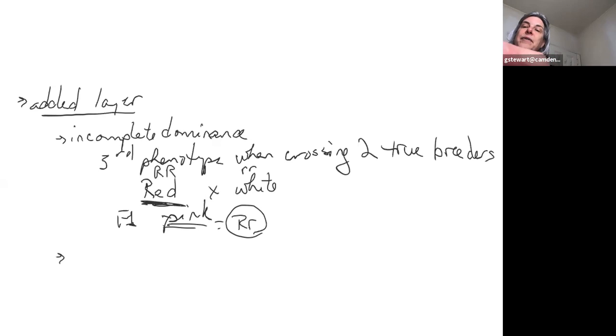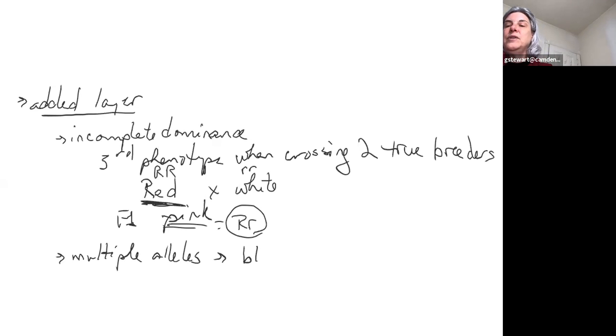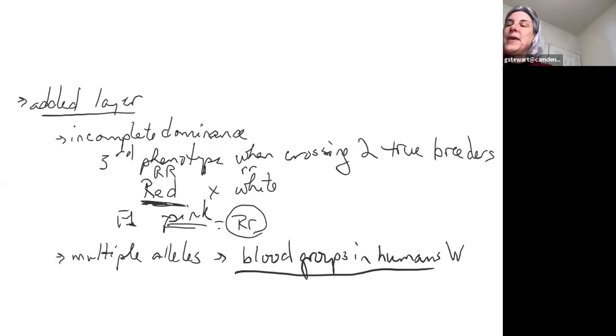The other added layer that we bring up in chapter 14 is multiple alleles. That's important because you need to know a little bit about that for blood groups in humans, which I'll probably spend a little time talking about more on Wednesday, because that relates to the lab that you're doing, that ABO blood grouping lab, blood typing lab. Multiple alleles means more than 2 for a particular trait or characteristic.